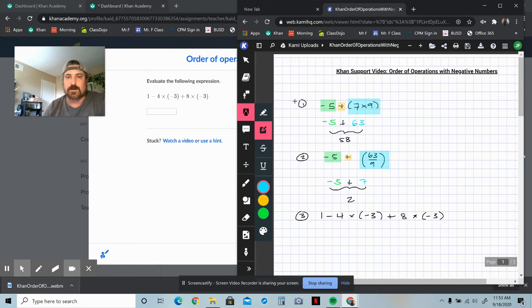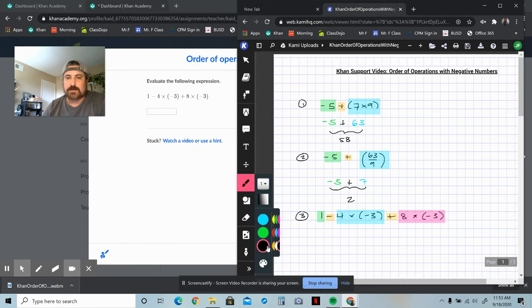Looking at this, you want to identify your separators. Your separators are going to be addition or subtraction outside of parentheses. So that's a separator. That's inside of parentheses, it's a negative sign anyways. That's a separator. So this is a 3-term expression. You get your first term, which is going to be 1, value of 1. You get the second term, which is going to be 4 times negative 3, and that's going to be subtracted, of course. And then you've got this last term here, which is going to be added, which is going to be the value of 8 times negative 3.